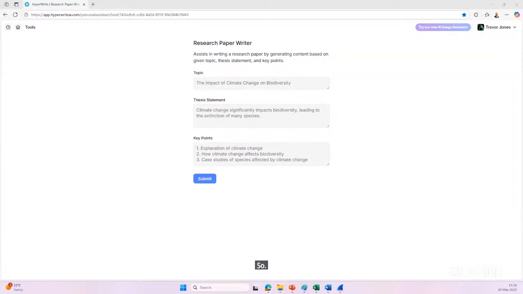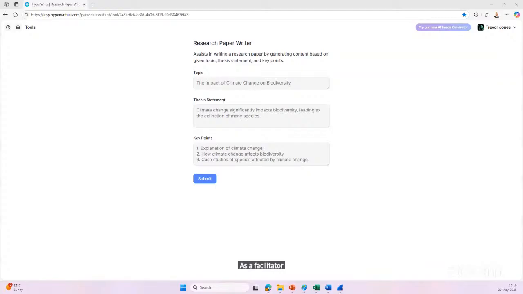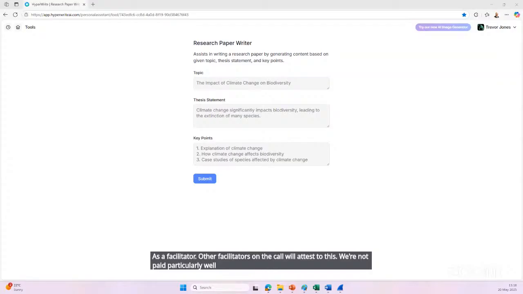So my daughter is at university. She's fortunate enough that my wife earns a good salary, and my wife can send her to university. Of course, as a facilitator, other facilitators on the call will attest to this. We're not paid particularly well, but what I want to do is let me just show you what you could potentially do.